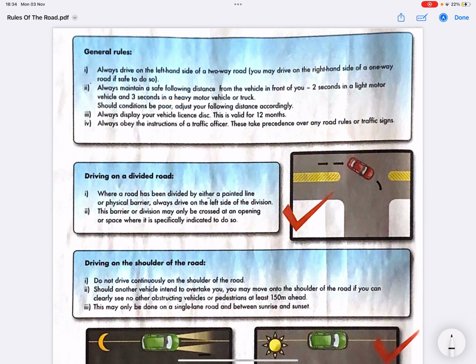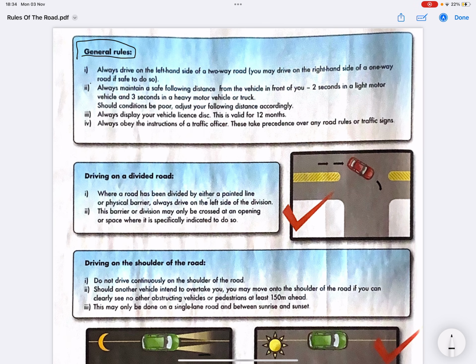Hello guys. So today we are looking at the rules of the road. We're going to try and cover all the rules of the road all in one video, the rules of the road for your K53 learner's license test. All right, so we're starting with the general rules.